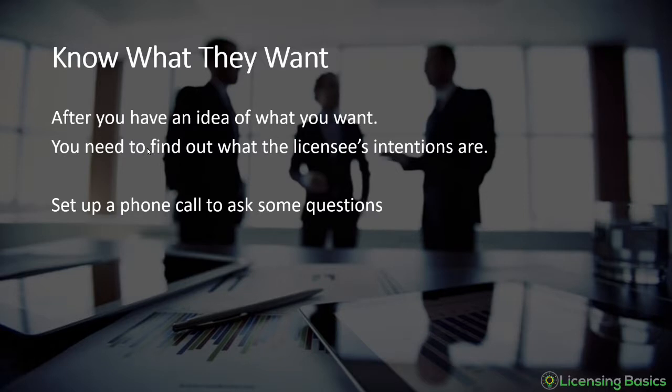In addition to that, you need to know what they want. So what are the intentions for the company? After you have an idea of what you want, you need to find out what the licensee's intentions are. Sometimes they might want to buy the product outright. Maybe they want to purchase the product at wholesale and sell it for retail. They don't want to manufacture your product. So you need to find out what their intentions are to better help you move this process along.